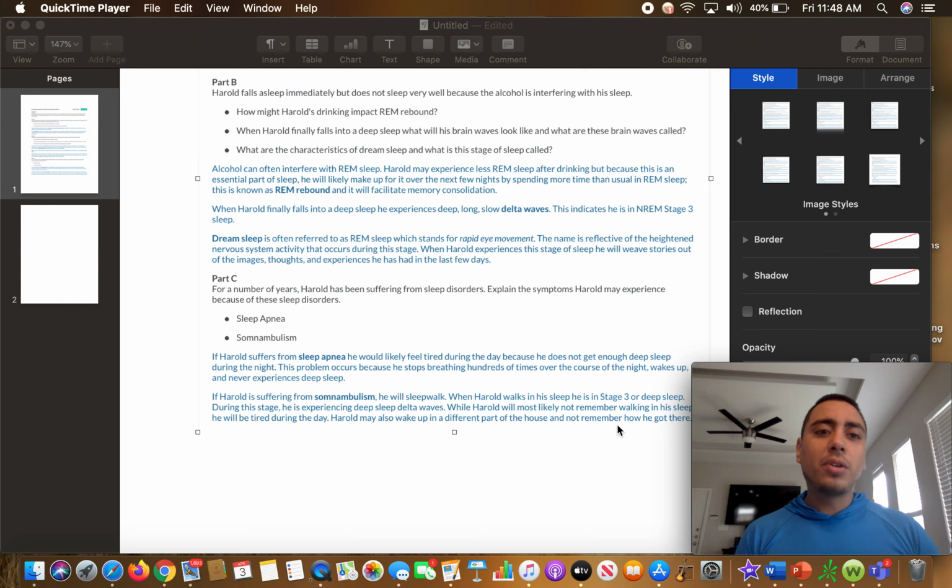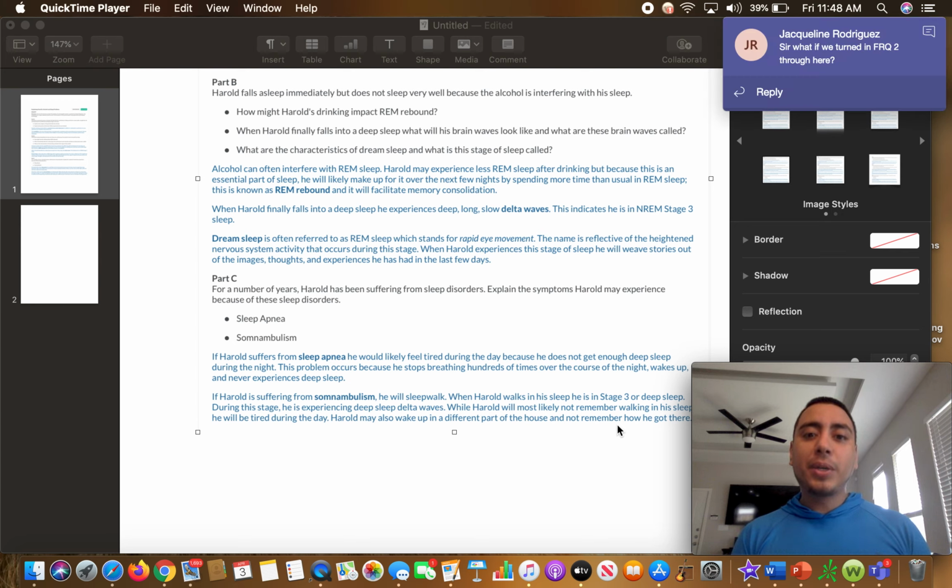Now, the second part to part B. This is how we would answer. When Harold finally falls into a deep sleep, he experiences deep, long, slow delta waves. This indicates he's in NREM stage 3 sleep. And then finally, for part B, dream sleep is often referred to as REM sleep, which stands for rapid eye movement. The name is reflective of the heightened nervous system activity that occurs during this stage. When Harold experiences this stage of sleep, he will weave stories out of the images, thoughts, and experiences he has had in the last few days.